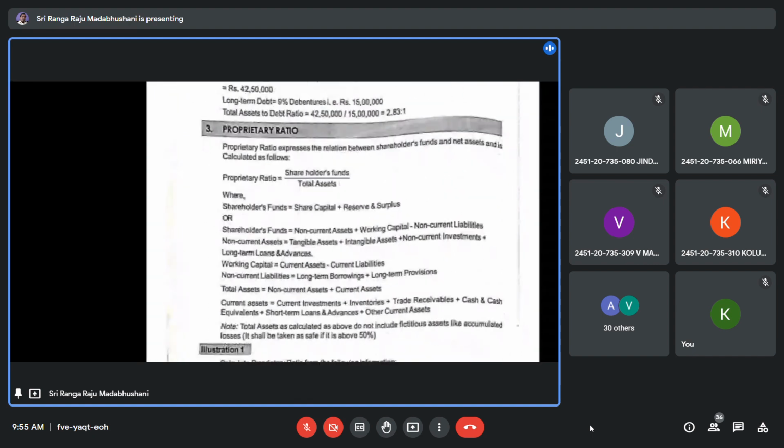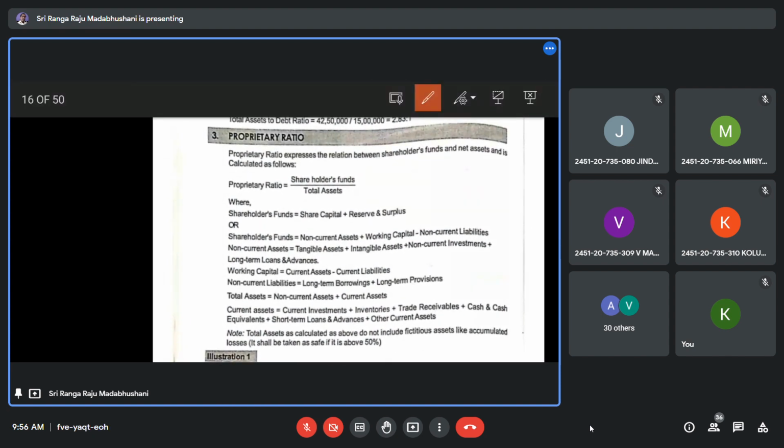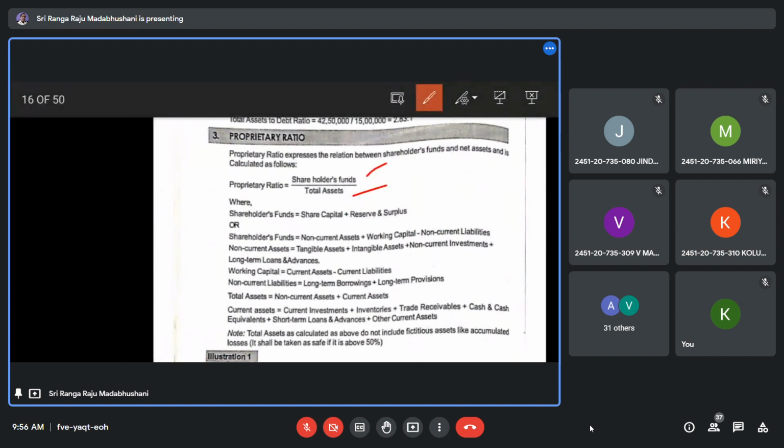Now the last one in solvency ratio, that is proprietary ratio. Here you will take shareholders fund by total assets. We know both the things. Shareholders funds means we have to add capital, reserves and surplus and profit and loss account balance. Then assets means, as we just saw, all fixed assets, tangible, intangible assets, investments, non-current investment and loans and advances. All come under assets. So add all assets and shareholders fund.